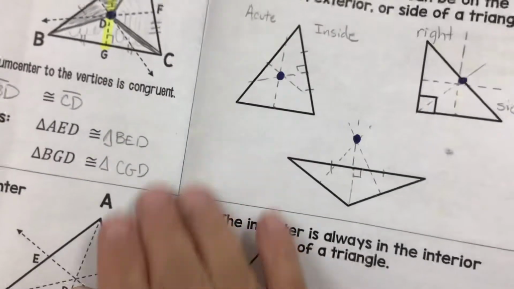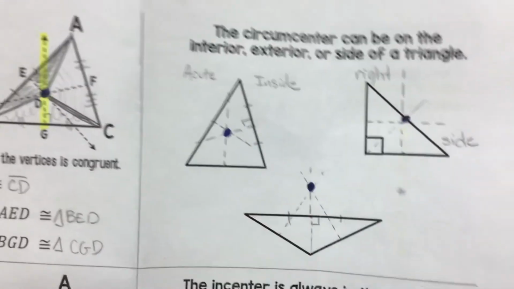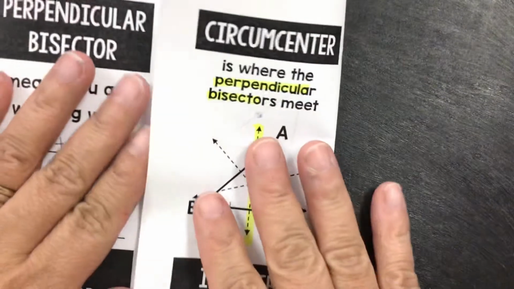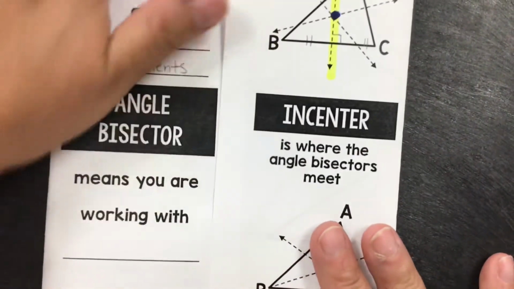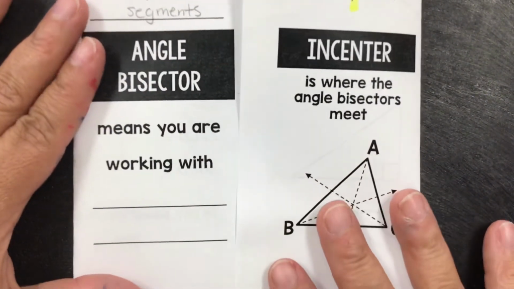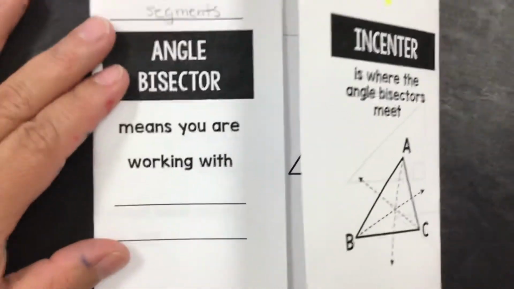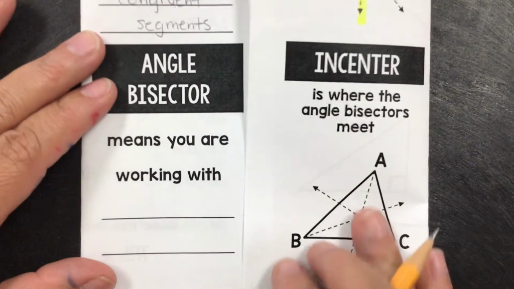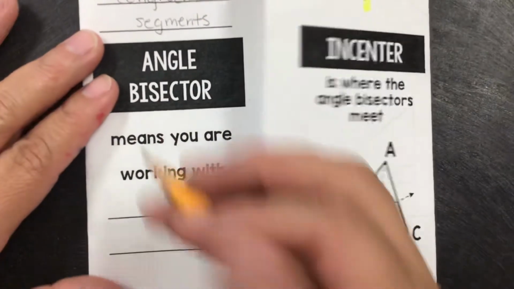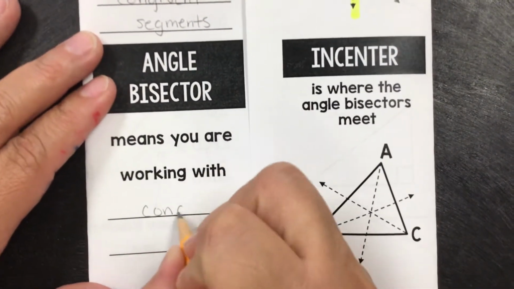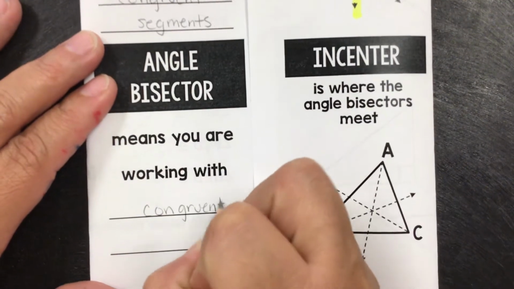So that's how you find circumcenter. It is the perpendicular bisectors. Let's take a look at the other one. We have angle bisectors on this one. Angle bisectors means that you're dealing with congruent angles.